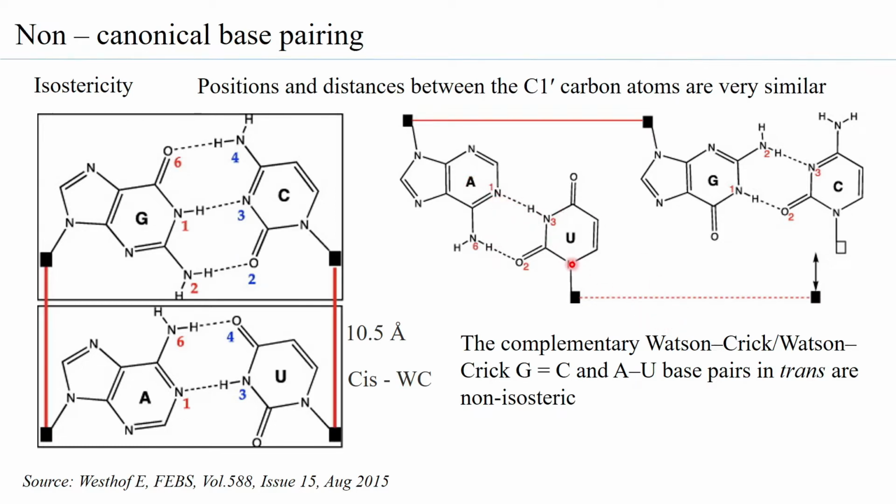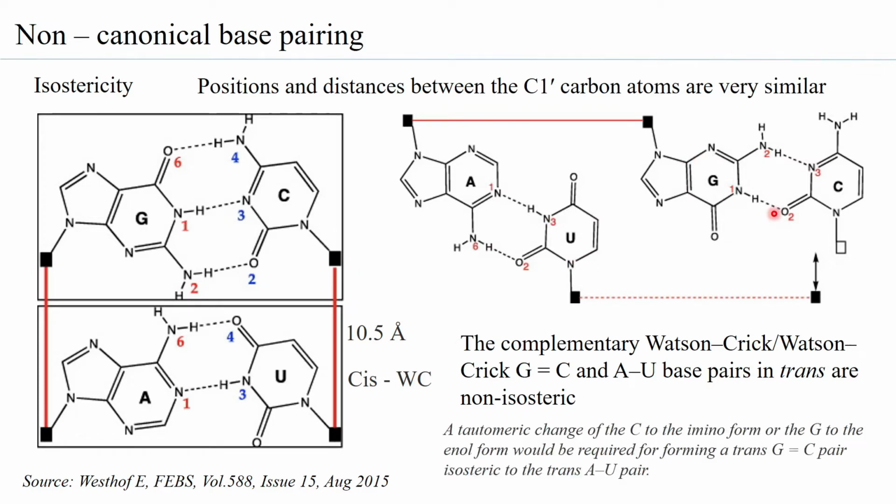When they change the tautomeric form, you have the possibility of changing one tautomeric form into another tautomeric form. So basically, a tautomeric change of the C to its imino form or the G to its enol form would be required for forming a trans GC base pair. Okay, so this GC base pair in the trans form also has been formed because the tautomeric form of one of the nucleobases has changed. So that is something that is interesting. We will take it up in just a few minutes.